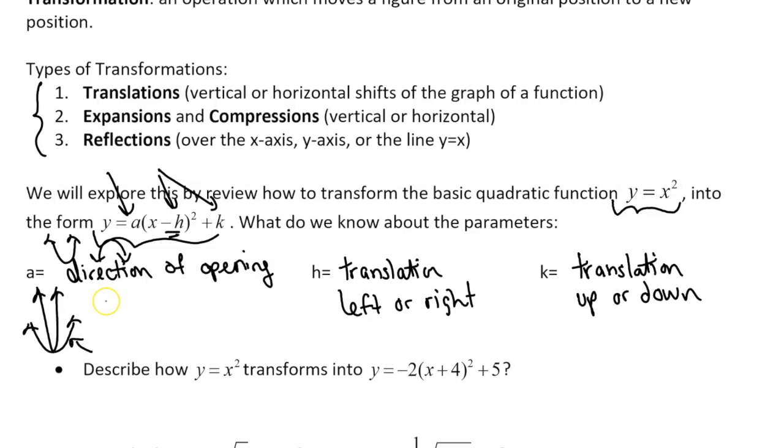And so what that means right here is A represented something called, well, some people will say it's a vertical stretch. For our sake right here, we're going to be consistent with Michelson. We're going to say this is a vertical expansion or a vertical compression.